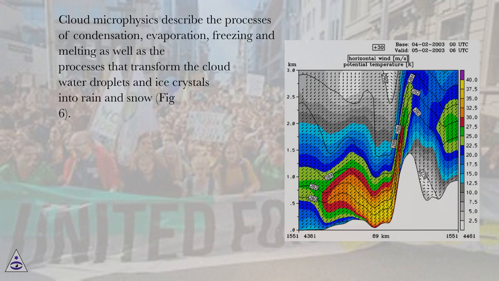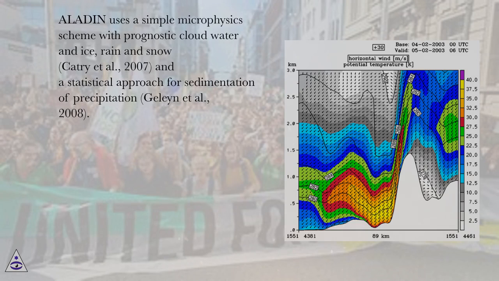Cloud microphysics describe the processes of condensation, evaporation, freezing and melting as well as the processes that transform the cloud water droplets and ice crystals into rain and snow, Fig 6. ALADIN uses a simple microphysics scheme with prognostic cloud water and ice, rain and snow, Khatri et al., 2007, and a statistical approach for sedimentation of precipitation, Geleyn et al., 2008.